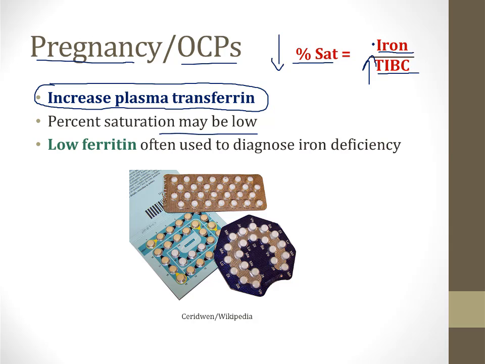If they have a low normal iron level, you may be wondering whether they have an early iron deficiency syndrome. The percent saturation will be low under normal circumstances in pregnancy, and it makes this blood test not very helpful. This is the reason that a low ferritin level is often used to diagnose iron deficiency among women who are pregnant or on OCPs. That's because of this effect on the transferrin level.